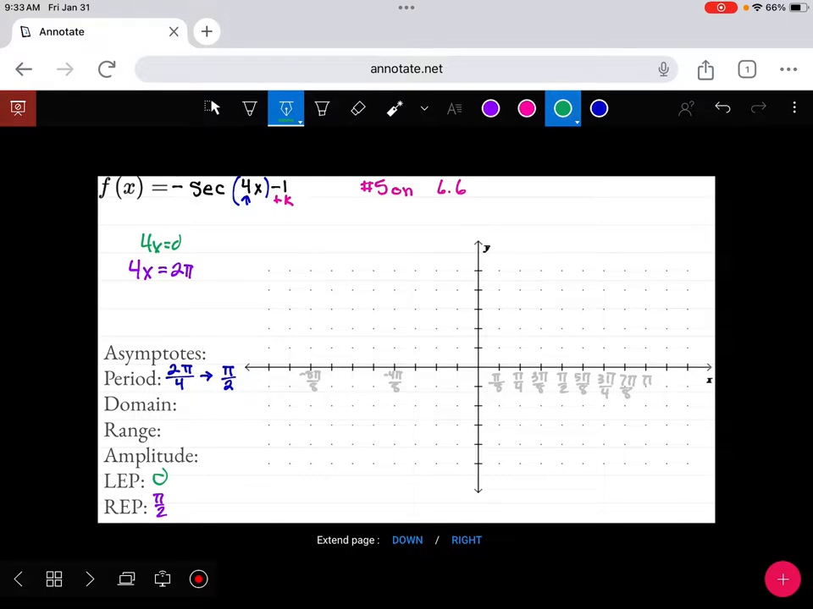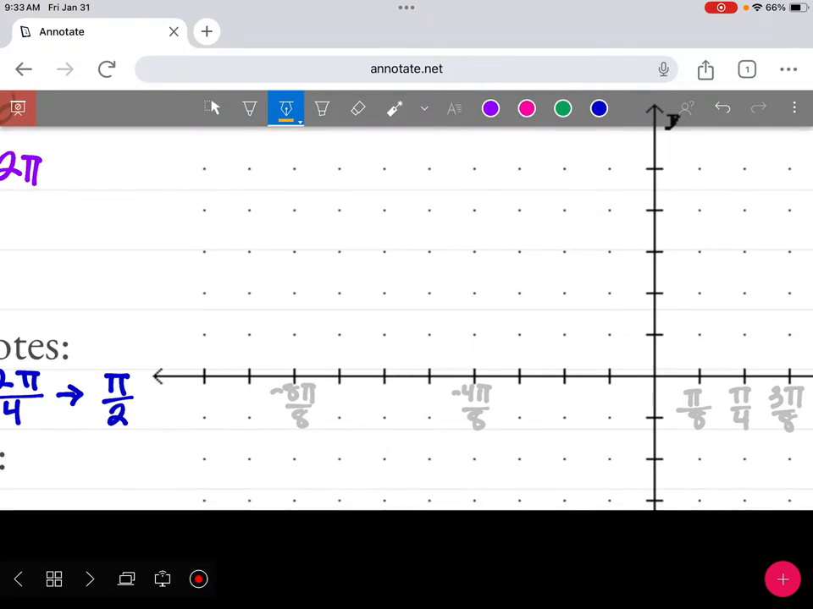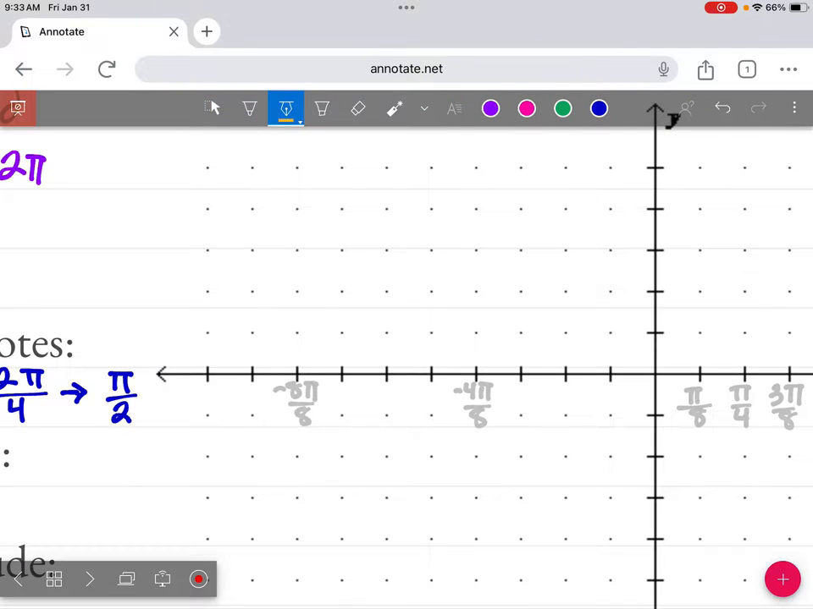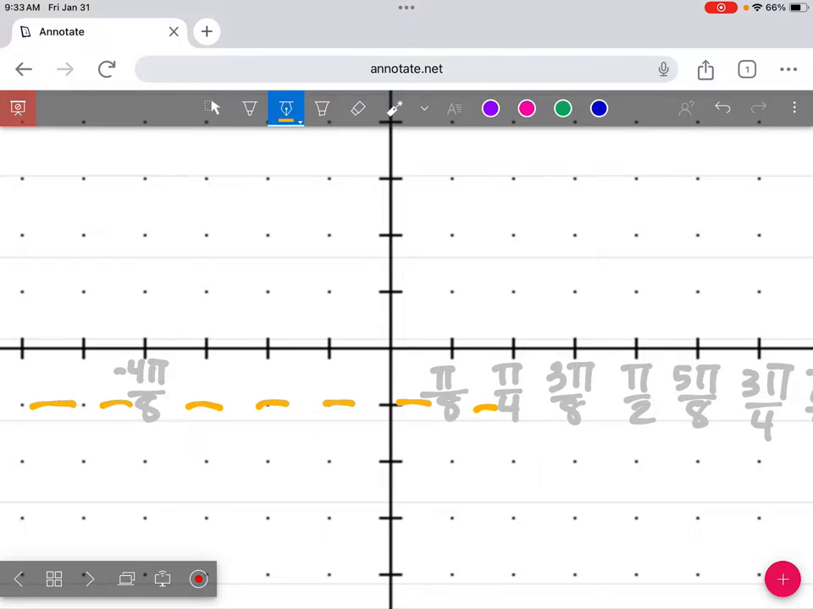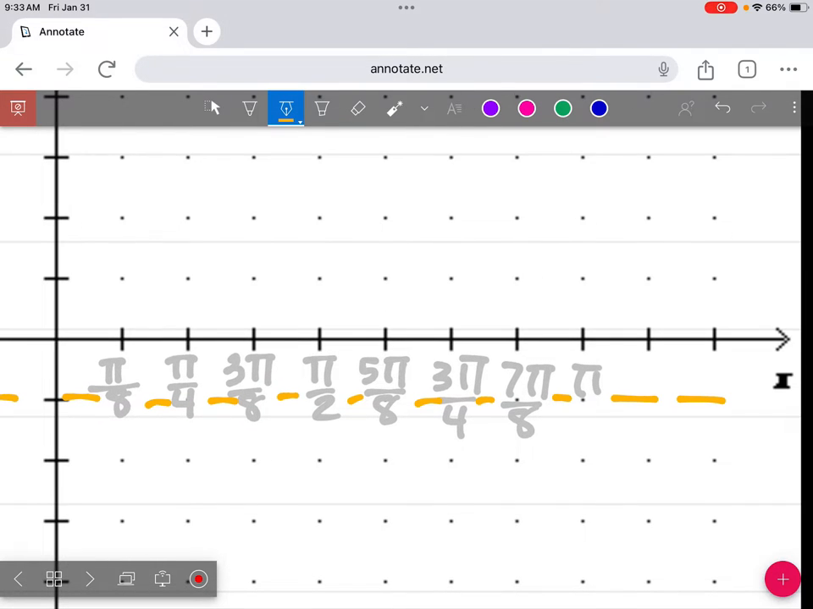So we have a couple of weird things we need to watch out for on this one. Because we have our k of -1. So that means we need to move our midline before I start doing too many points. So it's down 1, so it's down here amidst all my denominators. There we go. So there's my midline.